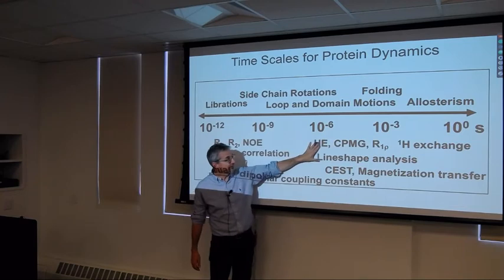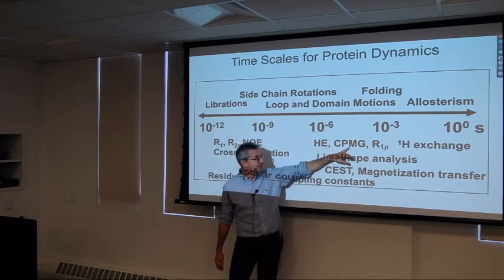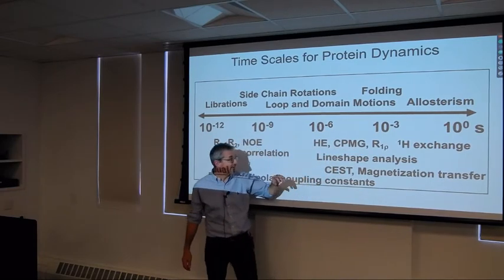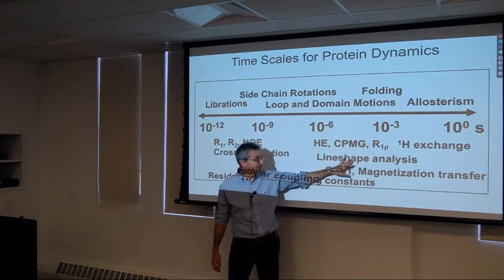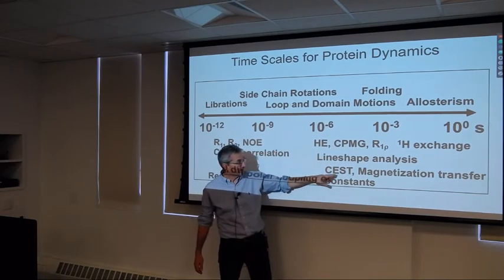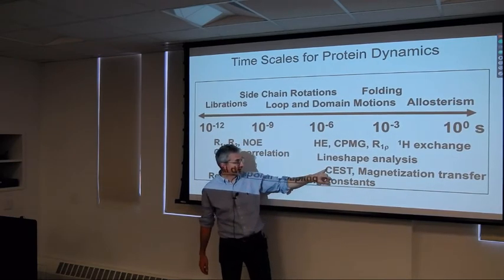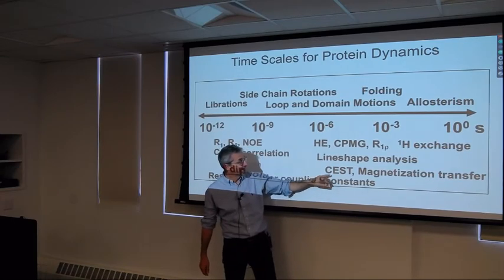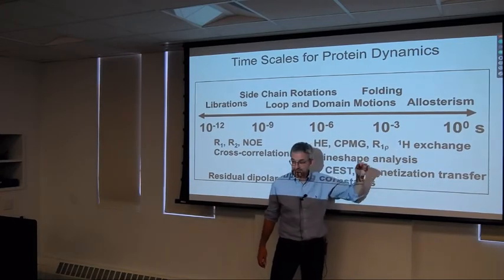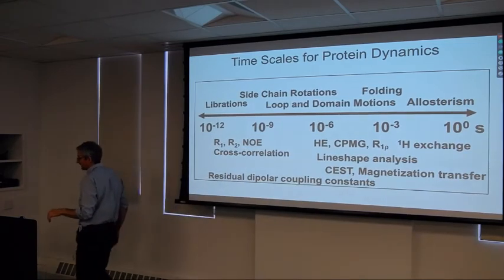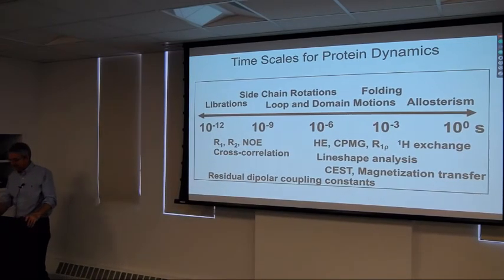Out on the microsecond to millisecond range of timescales, then, we'll have the Carr-Purcell-Meiboom-Gill, R1rho experiments that we've talked about already. One can do line shape analysis, which we've talked about. We've talked about magnetization transfer, which is the same as ZZ exchange. We'll talk a little bit about CEST at the end of today. As I said, we're not going to talk about amide proton exchange. And we won't talk today about residual dipolar couplings in solution, but hopefully we'll come back to those. So there's a very wide range of timescales, but there's also a very wide range of NMR experiments.